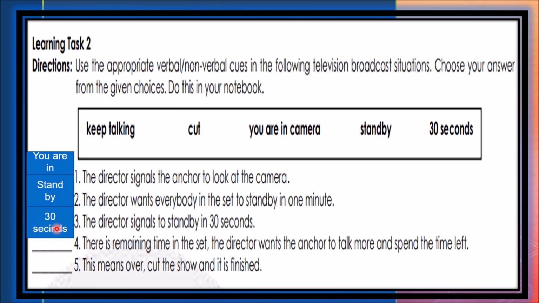Let us check the spelling. Then, for number 4, keep talking. And the 5th one is cut. Okay? Good job, kids.